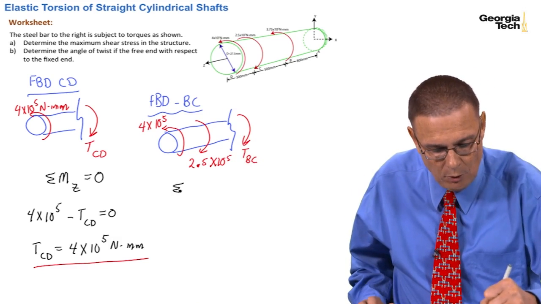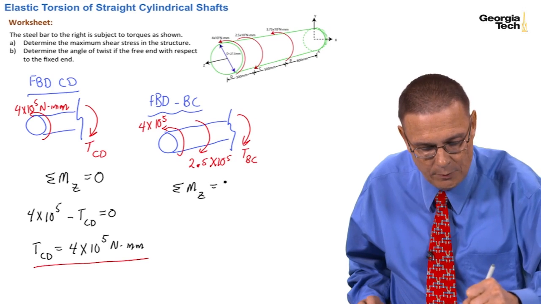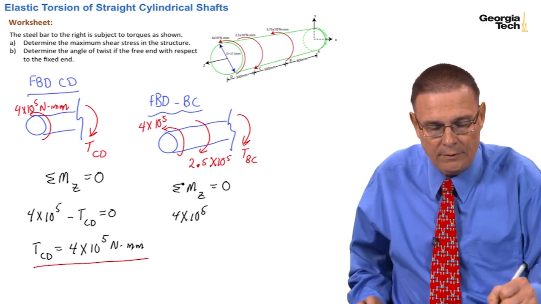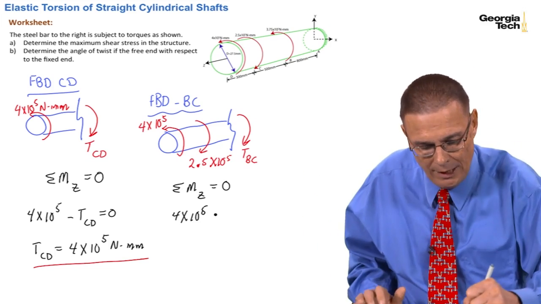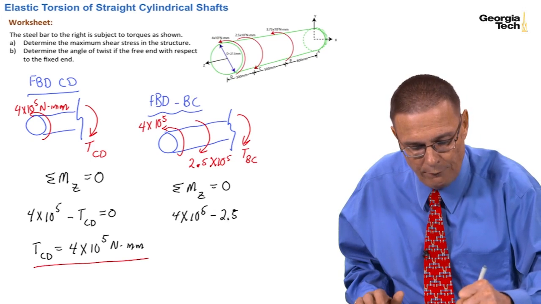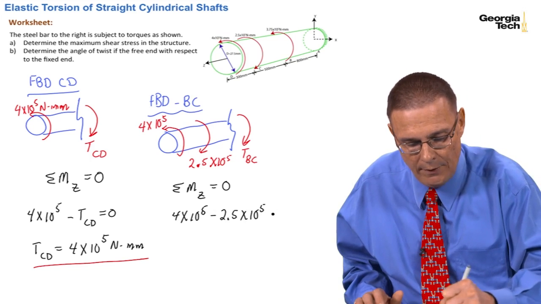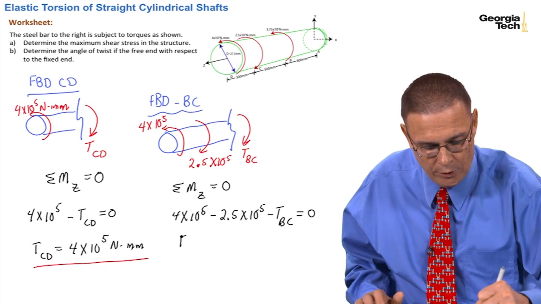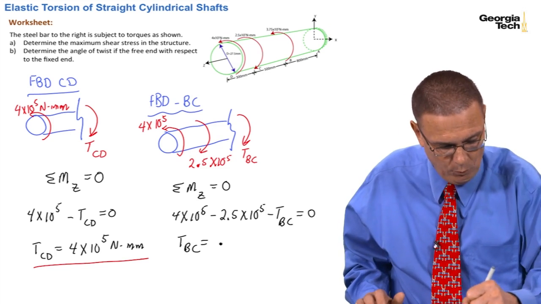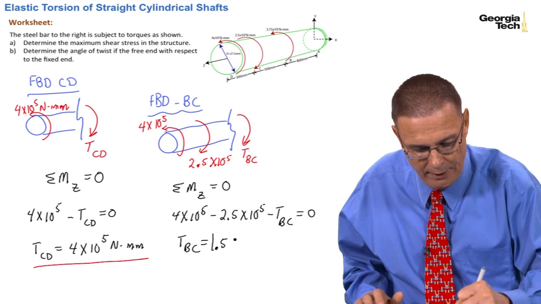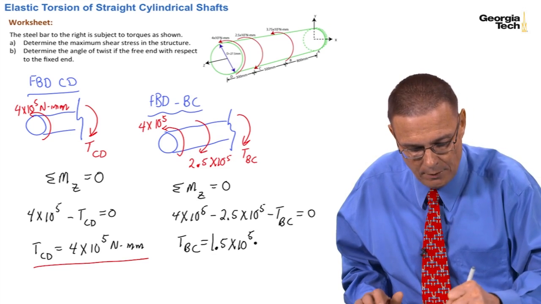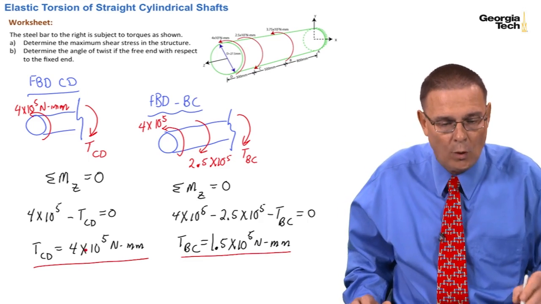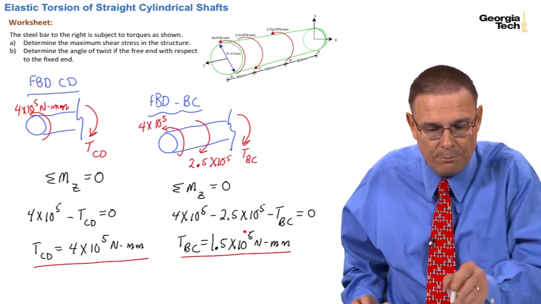Once again, I'm going to sum moments in the Z direction, set it equal to 0. So I have 4 times 10 to the 5th. And then the 2.5 by the right-hand rule is in the opposite direction, so it's going to be minus 2.5 times 10 to the 5th, and then minus TBC equals 0, or TBC equals 1.5 times 10 to the 5th Newton millimeters. And so now I've found the torque in section CD and in section BC.